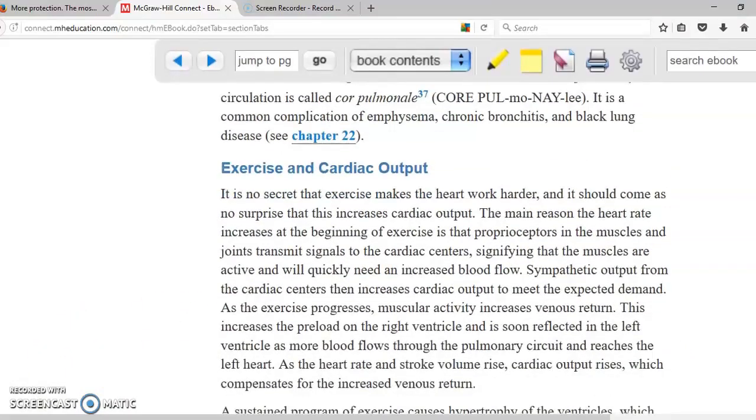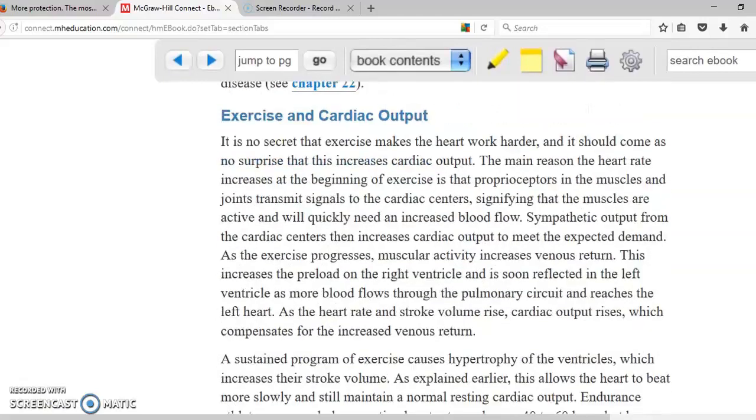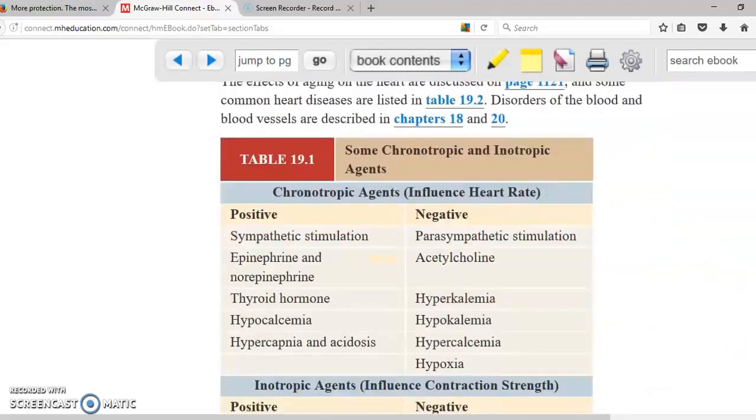Exercise and cardiac output: it doesn't come as a surprise to anybody that if you exercise, the cardiac output will increase, right? The stroke volume will be higher, and your heart is going to beat faster. So obviously, the cardiac output is going to be higher. So when you exercise, you have a higher cardiac output. Table 19.1 shows you some of the agents, chemicals, for example, that will affect cardiac output.